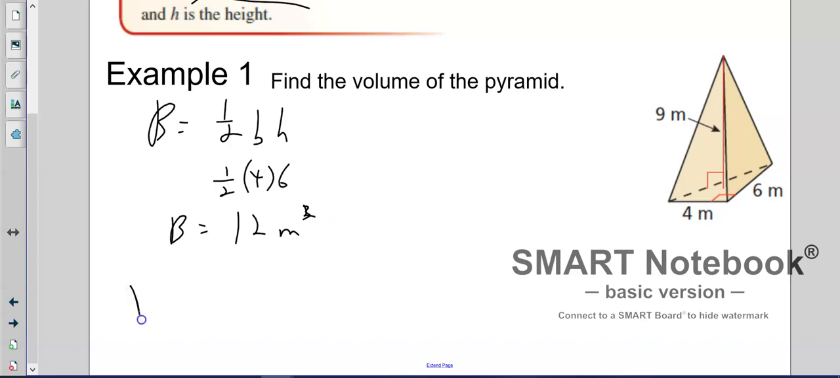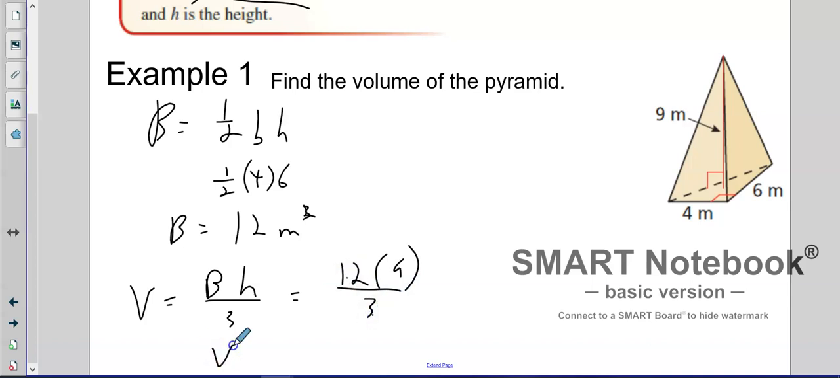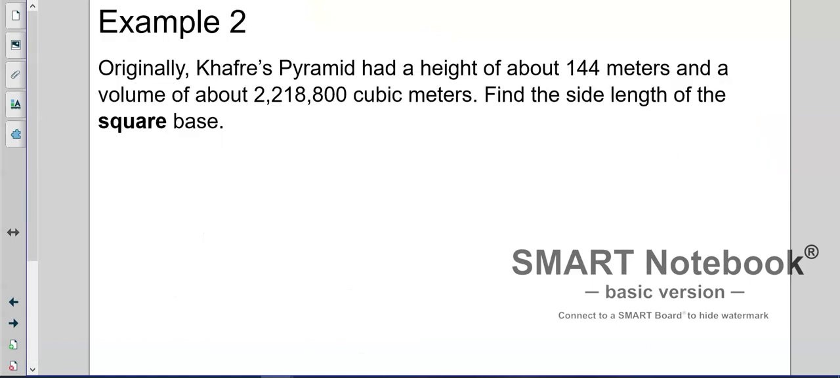Now, volume of the pyramid, remember, is area of the base times the height divided by 3. Or 1/3 base height, doesn't matter. So we know the area of the base is 12. We know the height is 9, and then divide by 3. Well, we can do this in our head. 3 goes into 12 4 times. 4 times 9 is 36 cubic meters. Remember to put cubic because it is volume. It's the space inside.